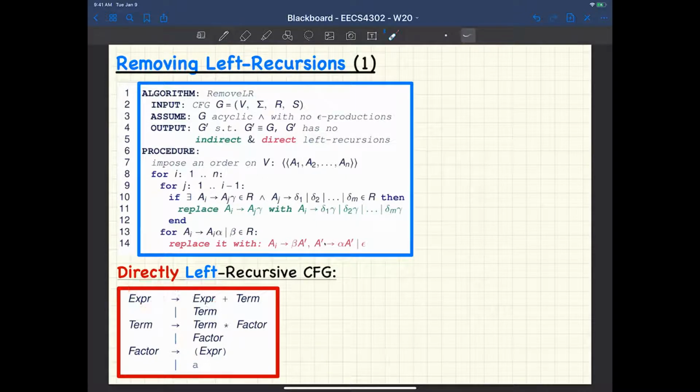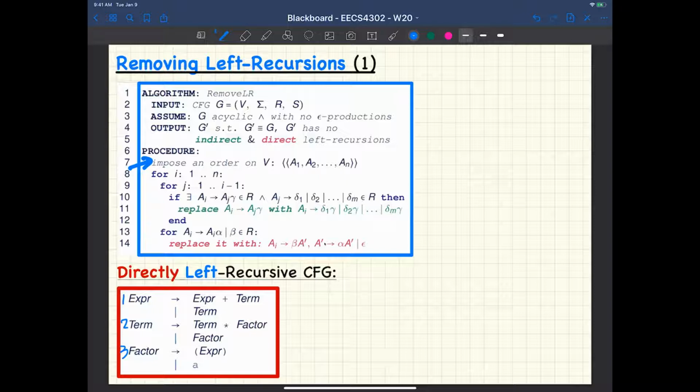So let's run it through quickly to really see the algorithm. There was something I could have made a little clearer on Monday, but I didn't, so I'll try to make it clear this time. This is how you can think of the algorithm. The first line is really important: you want to impose some order on the variables. I would just follow the order in which they appear in the grammar. Expression is simply 1, term will be 2, and factor will be 3.